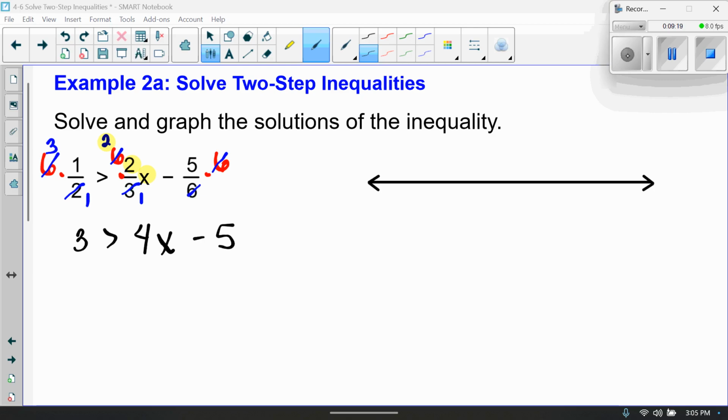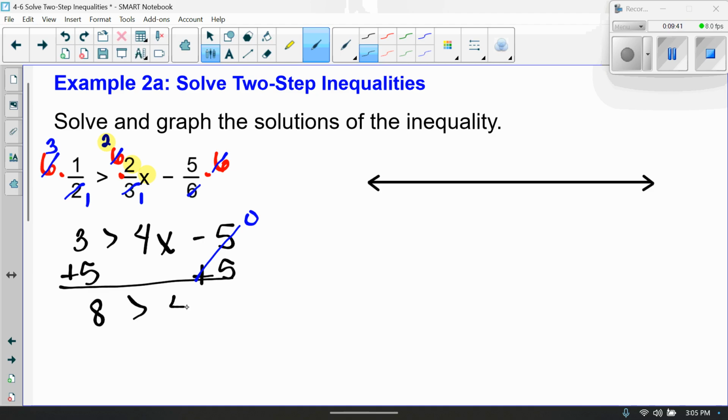So now we want to solve for x. So we're going to cover up the term that includes our variable. And what do I want to get rid of? The negative 5. And how do I do that? You're going to add 5 on both sides. Very good. So now those 5's simplified, those cancel to 0. We're left with 8 is greater than 4x.